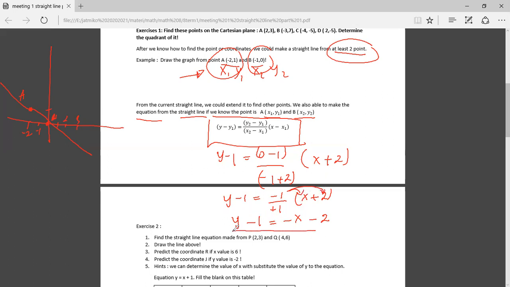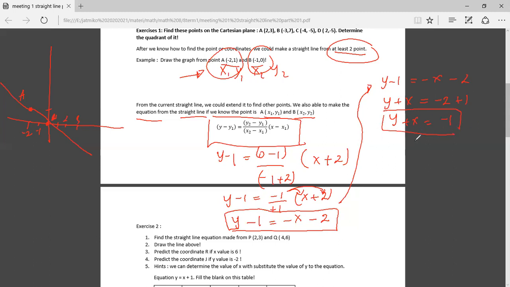So actually, until this part, we already found the equation, but then maybe that's not suitable for question 1. So what we have to do, we can convert it into another form, like y minus 1 equals -x minus 2. We can move terms into another position, like y plus x equals -2 plus 1. So y plus x equals -1. You can make it like this. Or maybe we can put everything on the left. So x plus y plus 1 equals 0. That is fine as well.